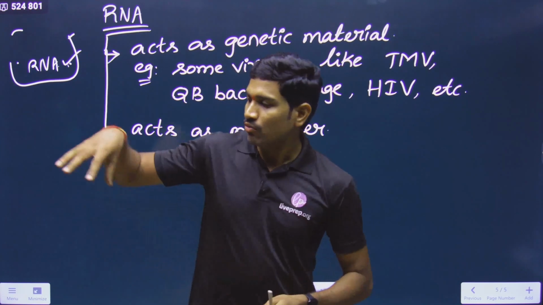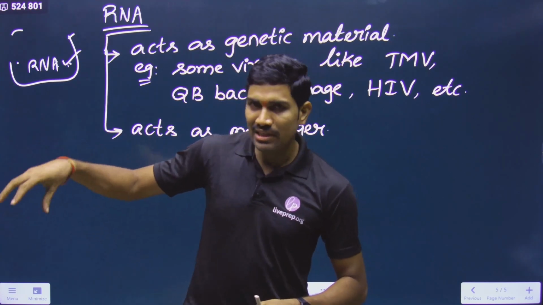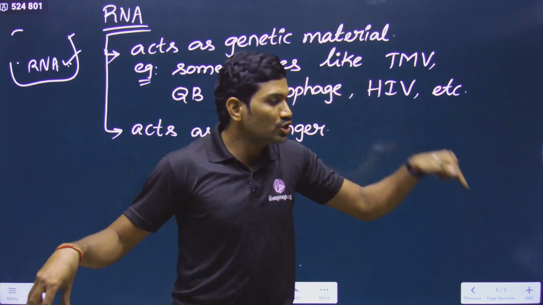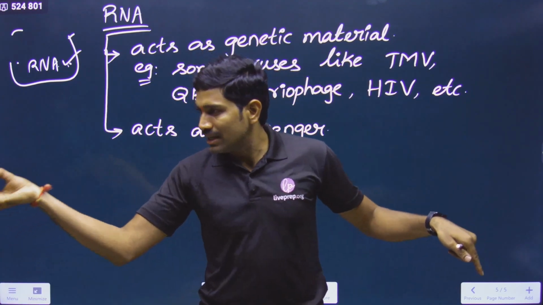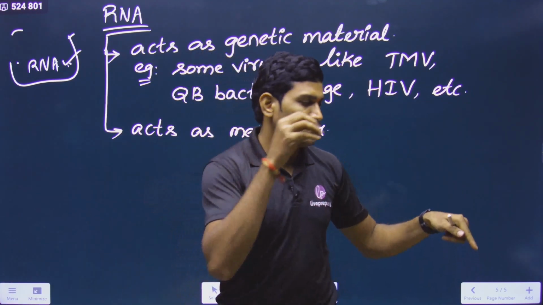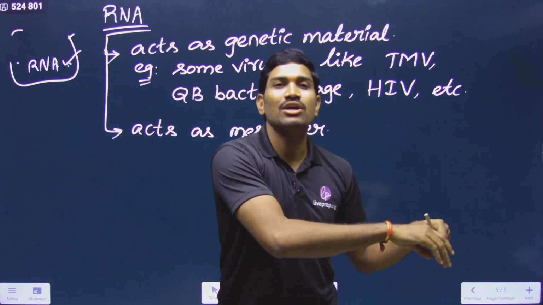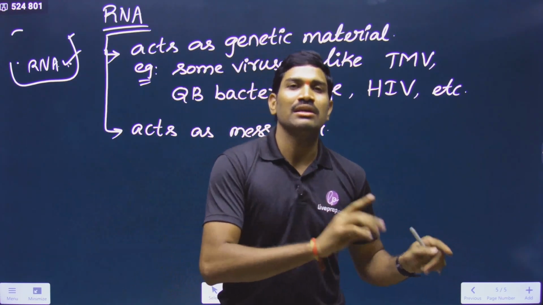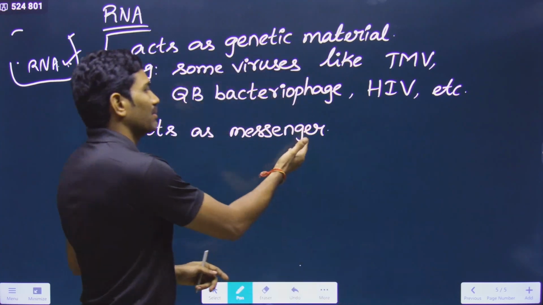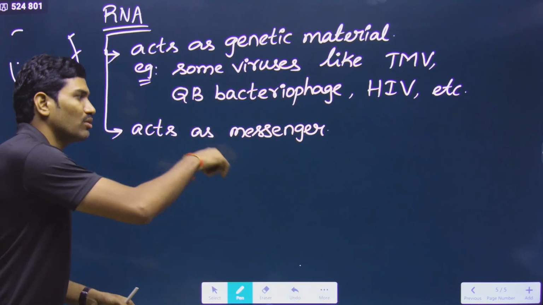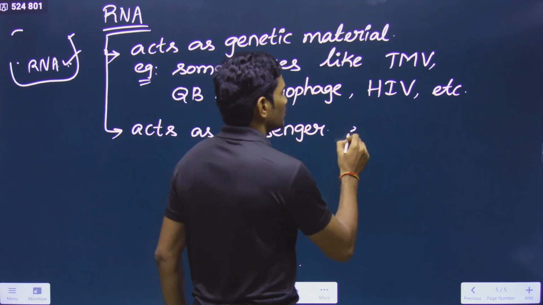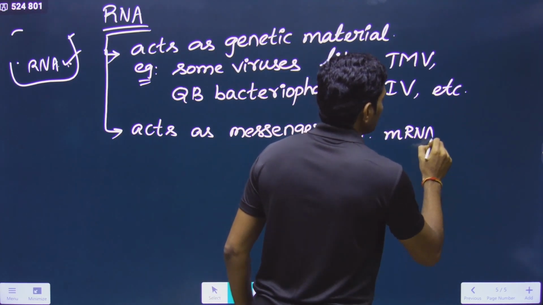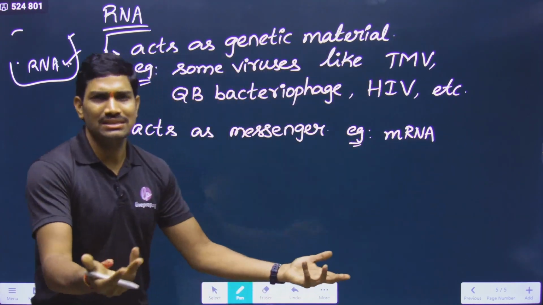Originally information is present in the DNA. So information present in the DNA should go into the protein. So from the DNA it is taking information and giving information to the protein. Since it is carrying this information, it is called messenger RNA. That's why it is called a messenger. So for this one, what is the example? mRNA. Example is mRNA. M means messenger RNA.